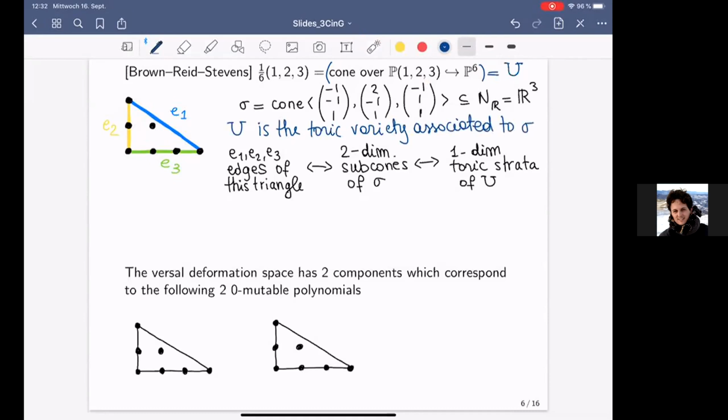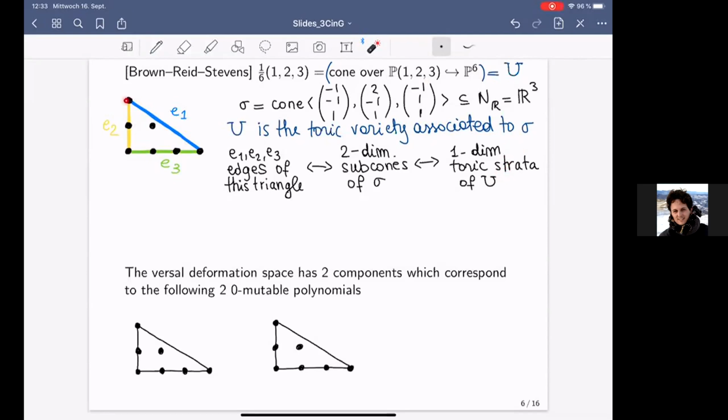Okay, and basically there is a perfect correspondence between the edges of this triangle, which I call E1, E2, and E3. Notice that the length of E1 is 1, the length of E2 is 2, and the length of E3 is 3. And there is a correspondence between edges of this triangle and two-dimensional subcones of sigma, and equivalently, using the toric orbit-cone correspondence, with the one-dimensional toric strata of U. So basically, these are the curves.